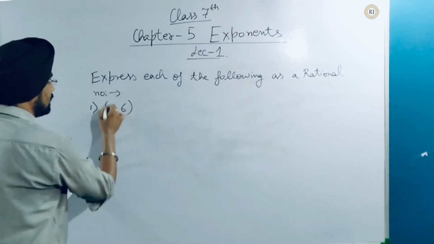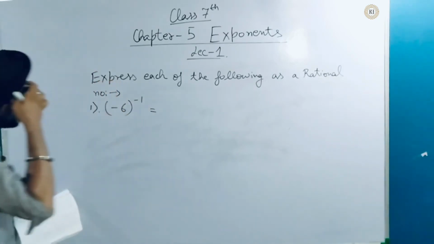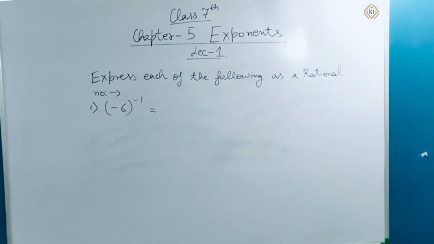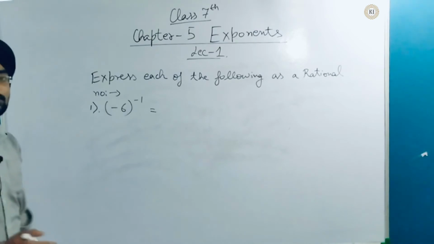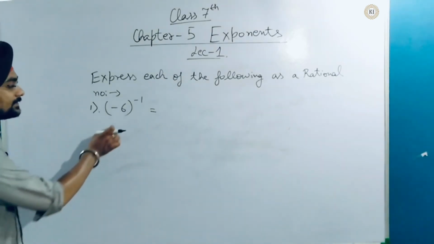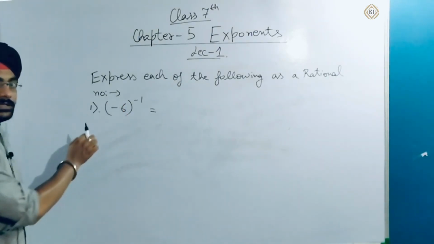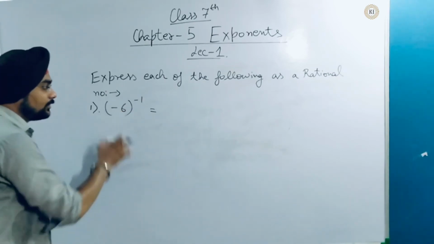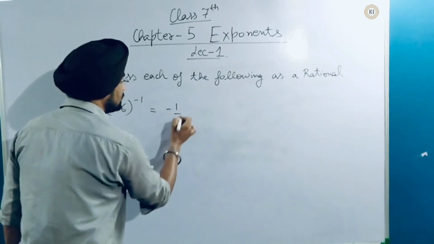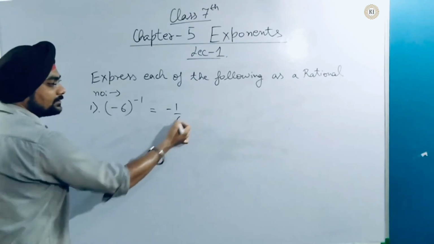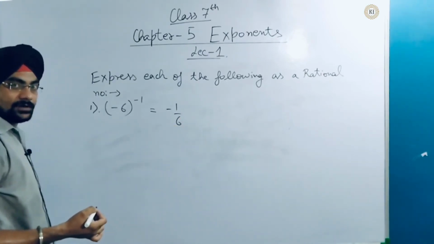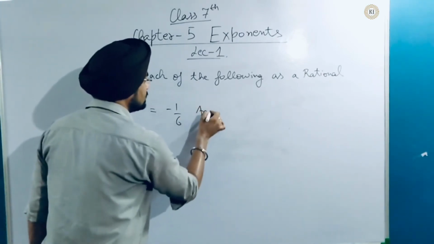So first question is coming here as minus 6 to the power minus 1. Now according to the law, I have told that whenever power is negative, we can change the power into positive by simply taking the reciprocal of the base. So reciprocal of minus 6 is minus 1 upon 6. Minus 1 will come down here. So no need to write here 1 because by default it means power 1, and this will be your answer.